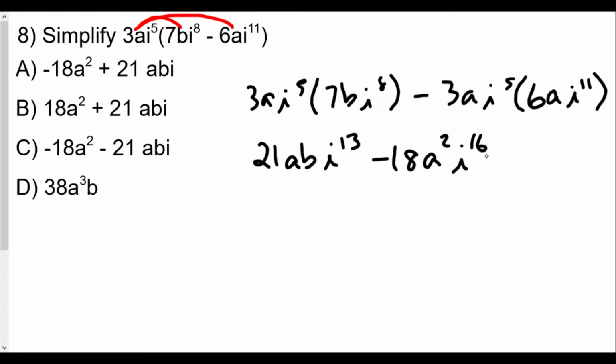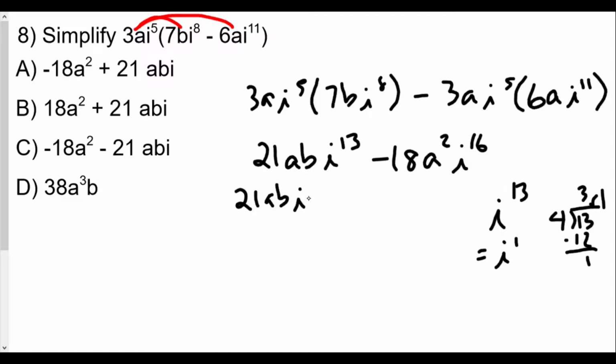We have definitely 21abi, I guess, and so the question is going to be, well, which one is it? Well, here's the thing. i to the 13th can be found by taking the exponent and dividing by 4, to find out what the simplified exponent is going to be. So 4 goes into 13 three times, giving 12, and what we use is the remainder 1. So i to the 13th is equal to i to the first power. So we get 21ab times i to the first power.